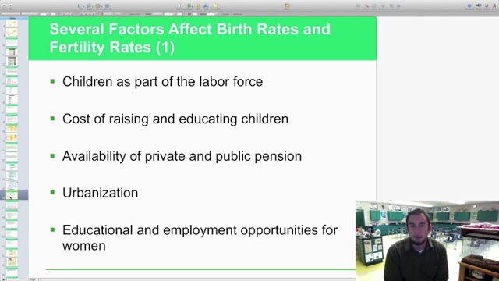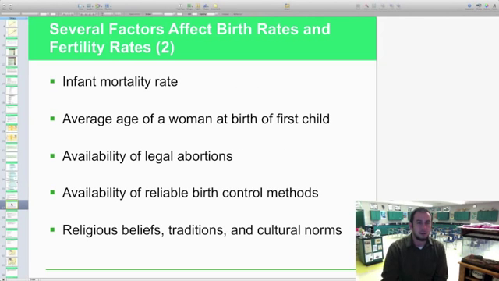Availability of private and public pensions. So looking at retirement, that availability also affects how many children you would have. If you don't get any retirement, maybe you want to have more kids so that those kids can provide for you later. Who knows? Urbanization is attributed to birth rates and fertility rates, as well as education and employment opportunities for women. The more women are educated, we see that the fewer children they have, and the birth rate goes down. So those are a few factors there. Also, infant mortality rate.